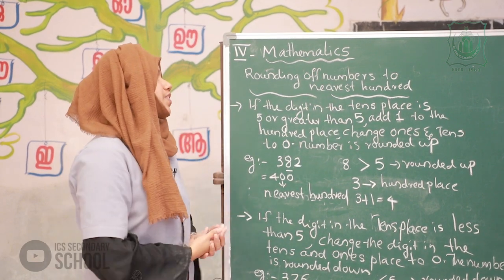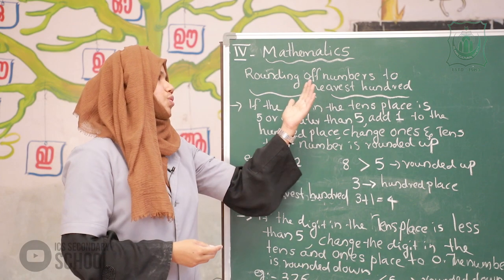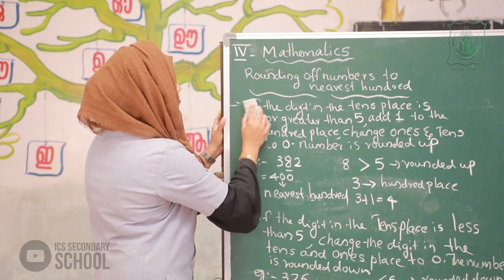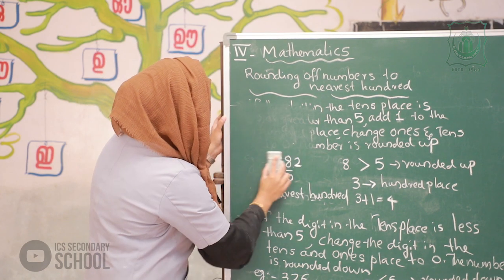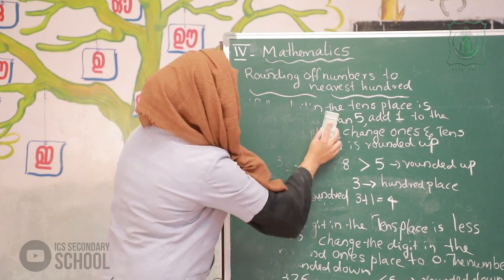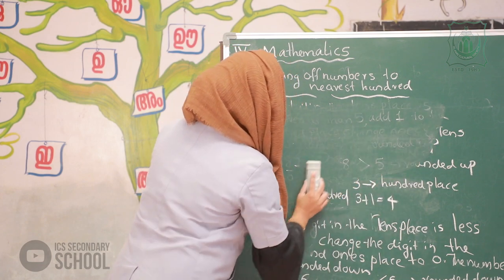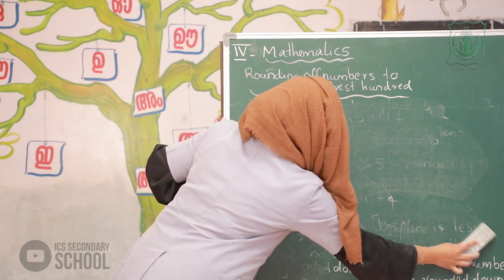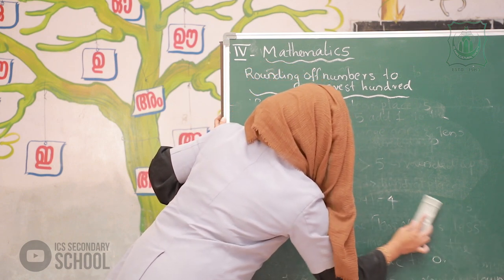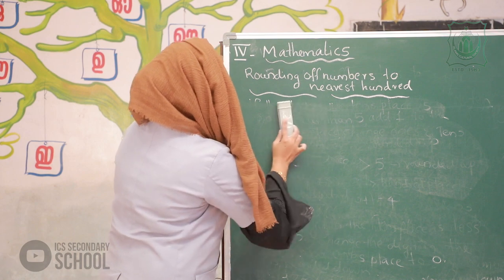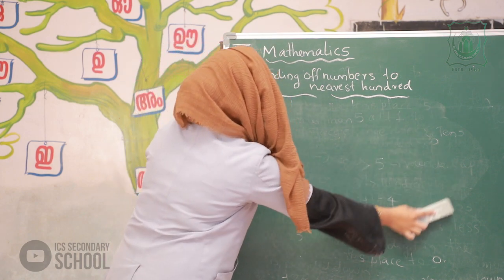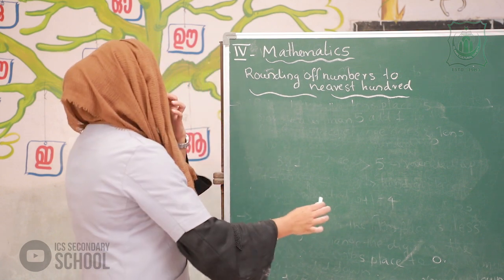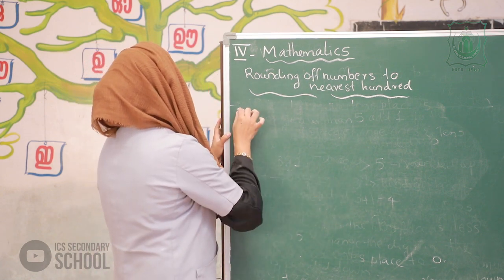I will give another example so you can understand the concept. So this is our second topic in rounding off. First we learned about rounding off to the nearest 10. Now we are learning about rounding off to the nearest 100. I will give an example.